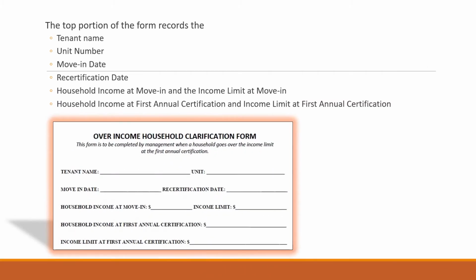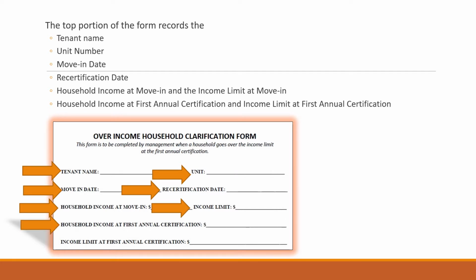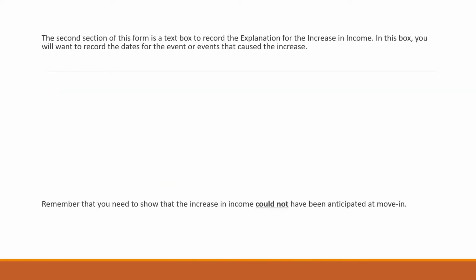The top portion of this form records the tenant name, unit, move-in date, recertification date, household income at move-in, the income limit at move-in, household income at first annual certification, and income limit at first annual certification.